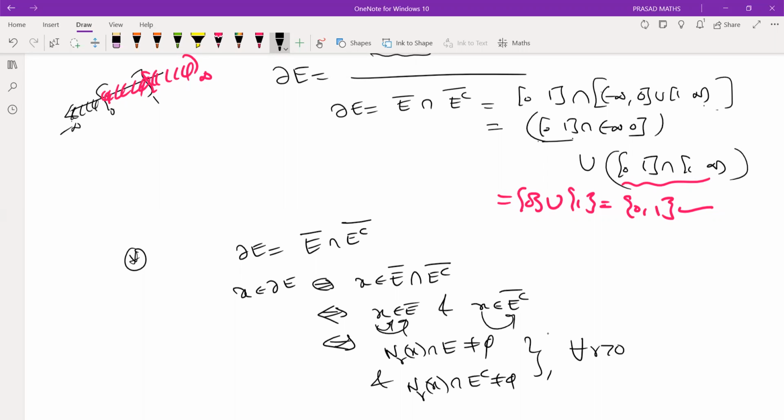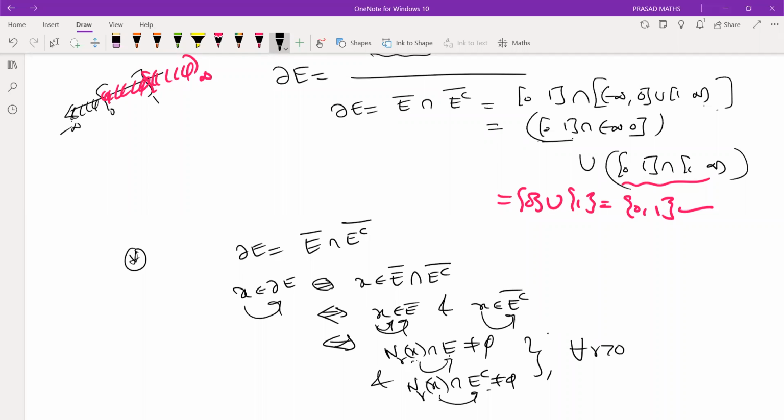Any neighborhood intersects E as well as E complement. When do you want to say that X is a boundary point? Any neighborhood that you take around that X intersects E as well as the complement. Is it clear?